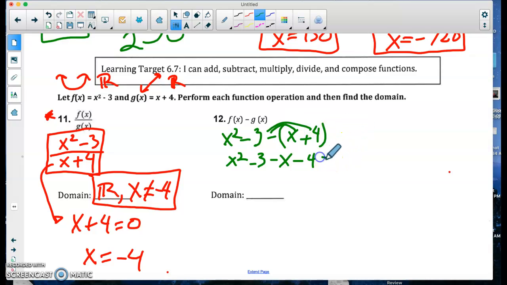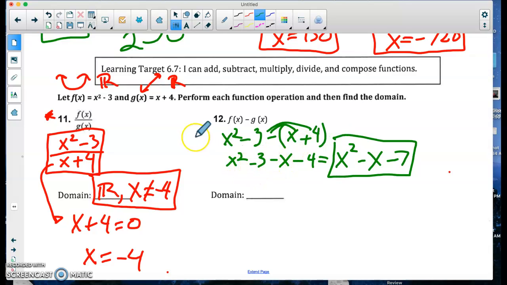From here now we're going to write it in standard form. So I have x squared is going to go first, then that minus x, and then we need to combine like terms, so this is now going to be minus 7. I can't do anything else with this problem, so this is our new function after we subtract those. And then our domain, as I said, they're all reals, so for this one, we have all real numbers. There's nothing it cannot be because I don't have a fraction, so that is our answer.